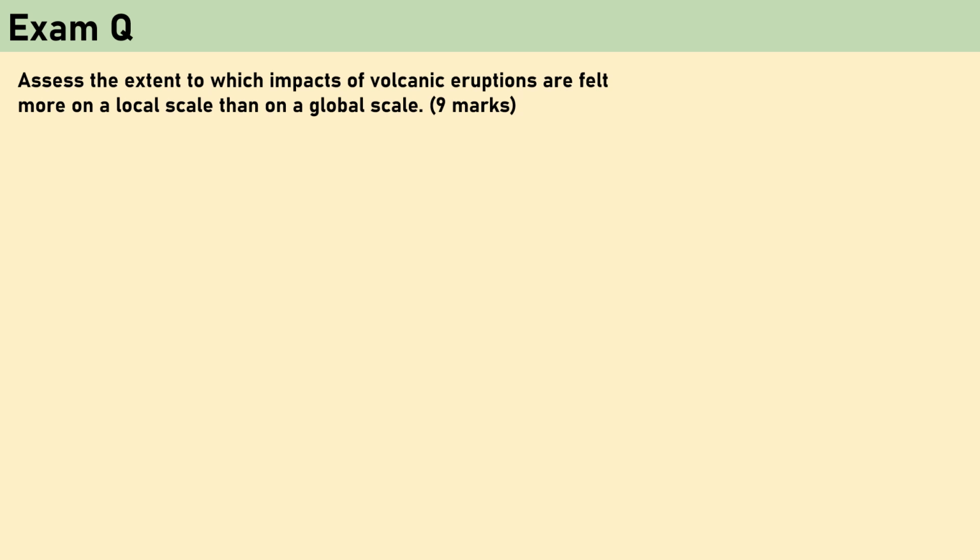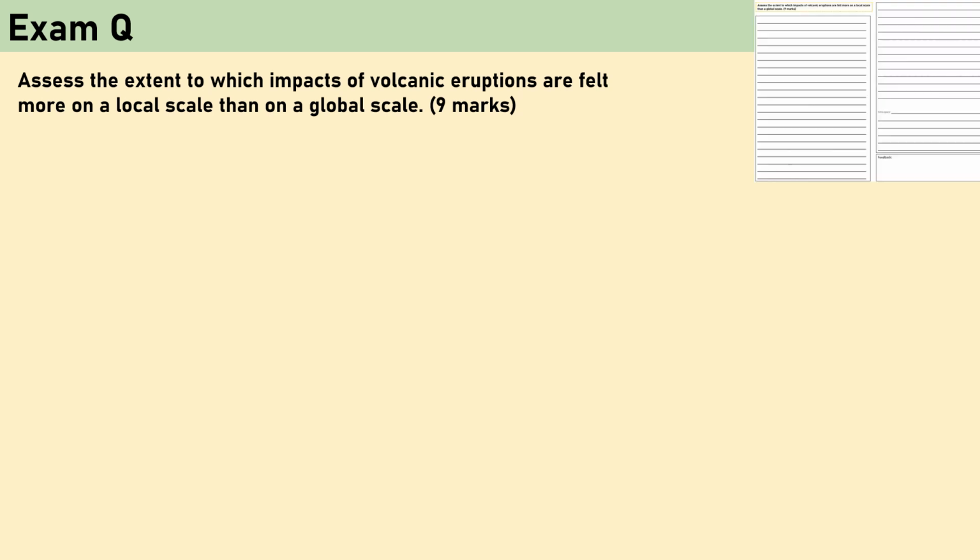You might want to pause the video and look up a little bit about Tonga's development and just think about what the different examples we've looked at today, how they can fit into the hazard management cycle that we've explored. Once you've done that, you can get to the back of the sheet, so just flip your sheet over, which has this question: assess the extent to which impacts of volcanic eruptions are felt more on a local scale than on a global scale.